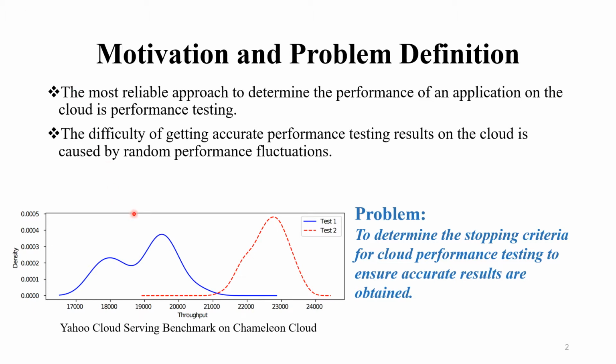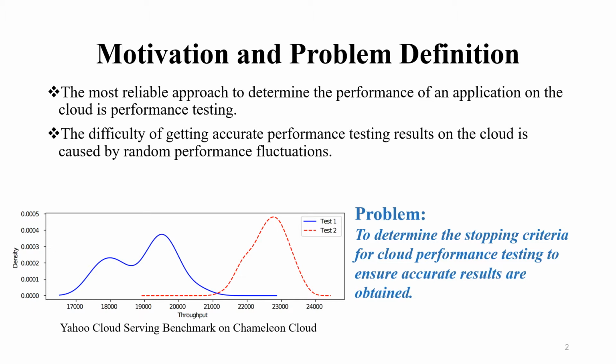Now let's look at the graph. On the graph are the performance distributions of two tests, Test 1 and Test 2. Both Test 1 and Test 2 are Yahoo Cloud Serving benchmark on Chameleon Cloud. We first run this application on Chameleon Cloud for 15 hours continuously to obtain Test 1, and then we run the same application for another 15 hours on the same VM machine to obtain Test 2.